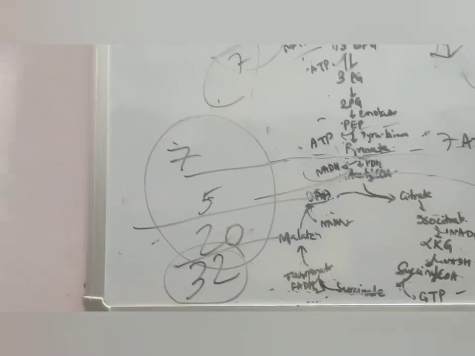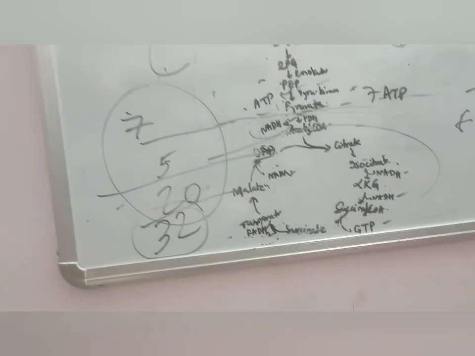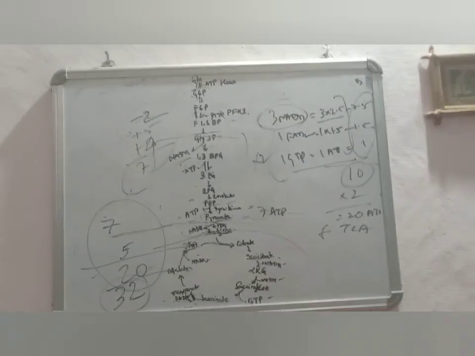Did you get the answer? 32. 7 plus 5 plus 20. This is the total number of ATP if one molecule of glucose completes the TCA cycle.